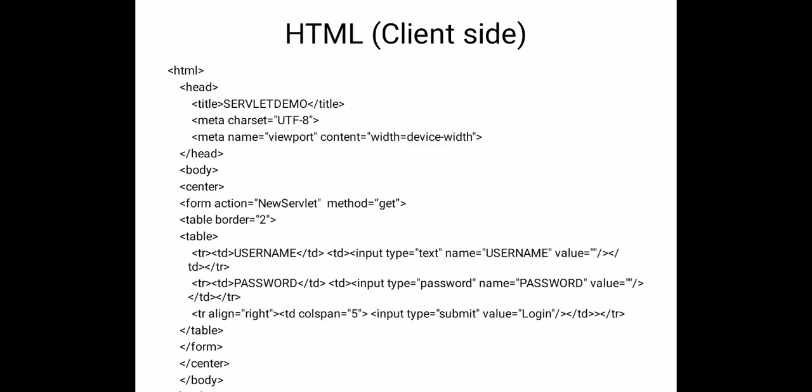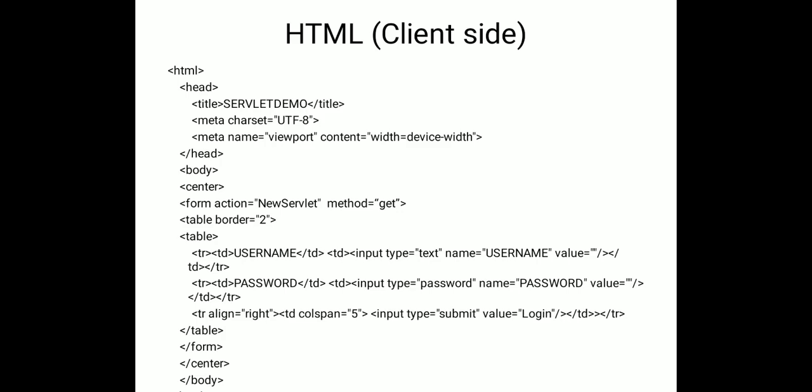There are different types of methods through which you can send the parameters and parameter values from the client to the servlet. By default the method will be get. Okay, you can observe the basic HTML skeleton here: HTML, head, title, where you can provide the title. Head means it will be the header part of your HTML. Then the body part.